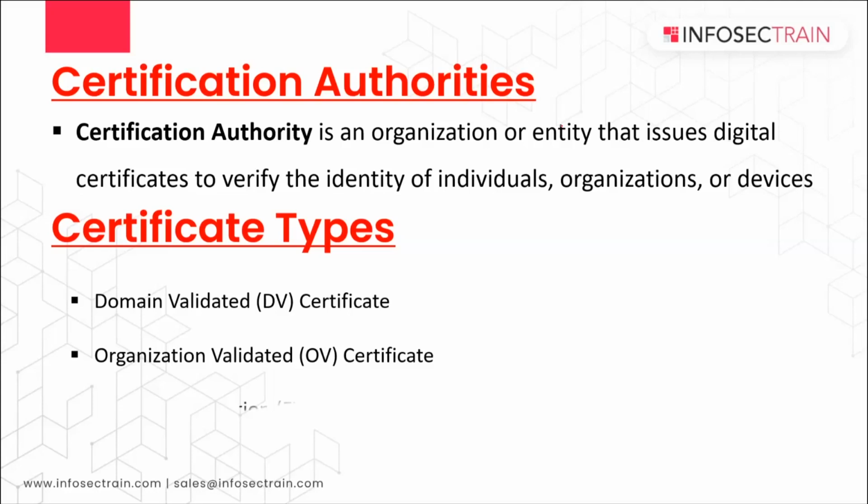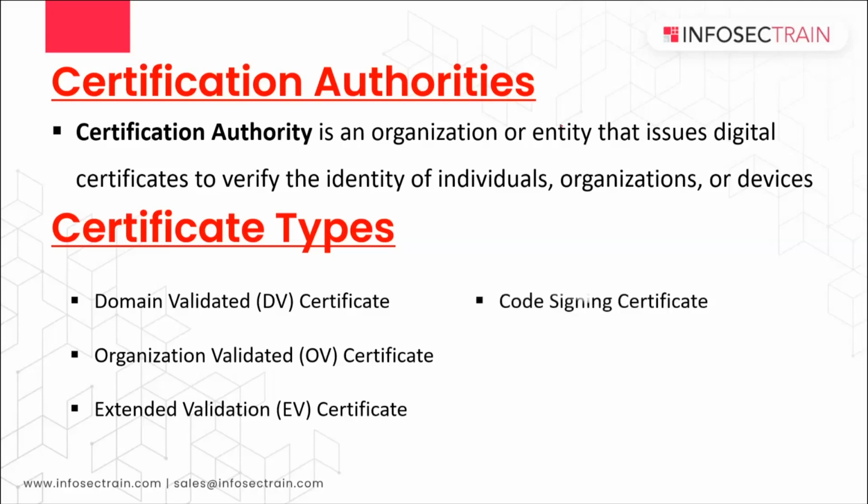Then we have the third one, the extended validation certificate. This is the highest level of validation and security. To obtain this certificate, the CA conducts a rigorous verification process that includes verifying the legal and physical existence of the organization and confirming that the applicant has the right to obtain the certificate.